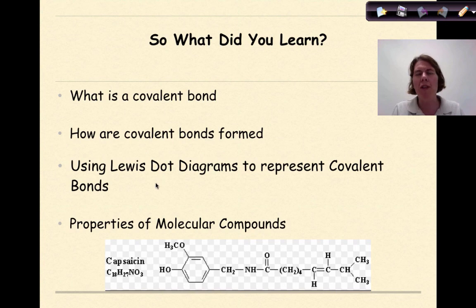So what did we learn from this very, very long review of chemical bonding? Well, we went over what a covalent bond is. We talked about how covalent bonds are formed. We looked at a number of Lewis dot diagrams that represent covalent bonds, specifically focusing on polarity of bonds and polarity of molecules. Finally, bringing it all together was the properties of molecular compounds.